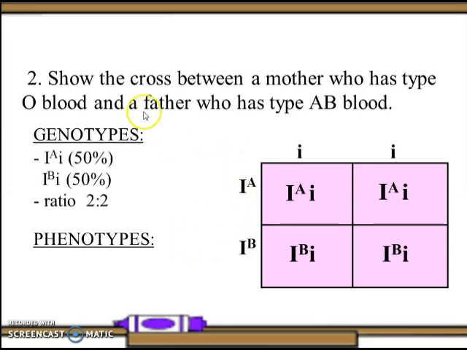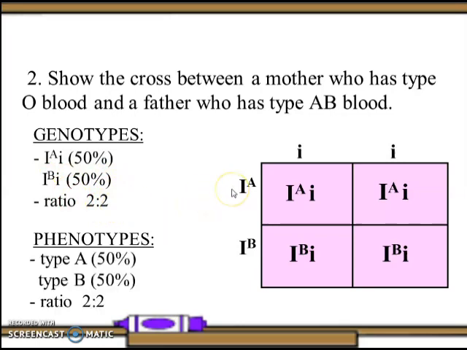So for the genotypic ratio, we have 50% IAi and 50% IBi. So the genotypic ratio is 2:2. And the phenotypic ratio is 2:2, or 50% type A and 50% type B. This is heterozygous type A, heterozygous type A, heterozygous type B, and heterozygous type B.